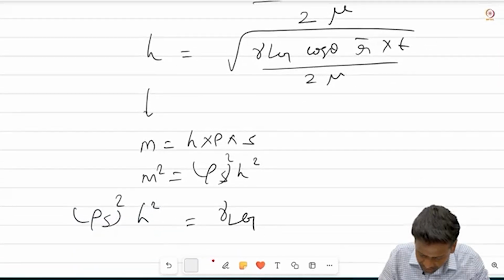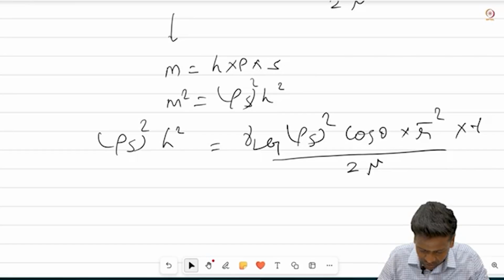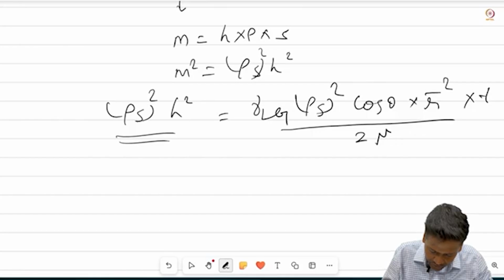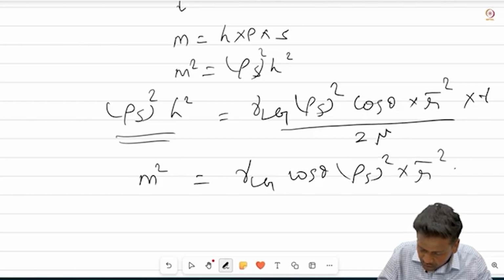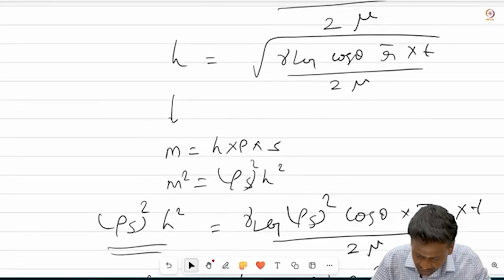So gamma Lg rho s square cos theta into R bar into t divided by 2 mu. This is my new equation. All I need to do is, this is going to be my mass square. So I have gamma Lg cos theta rho s square into R bar, I'm sorry, this will not be R bar square, or you can correct this.